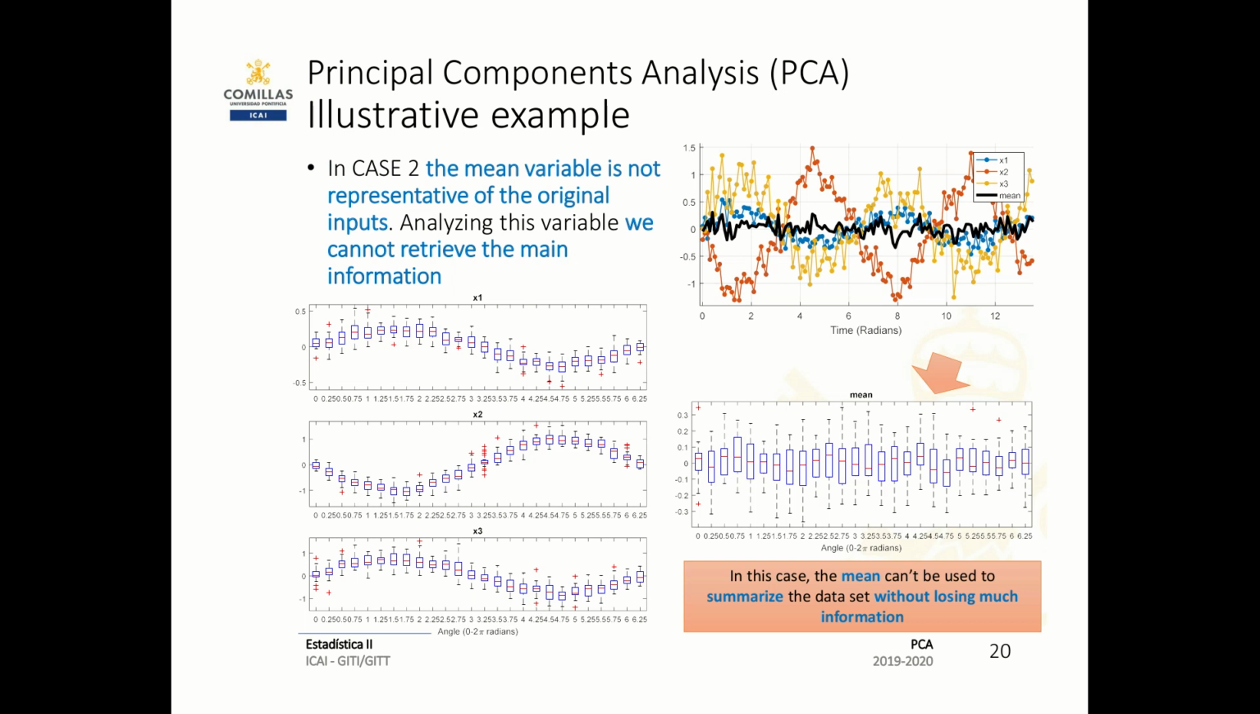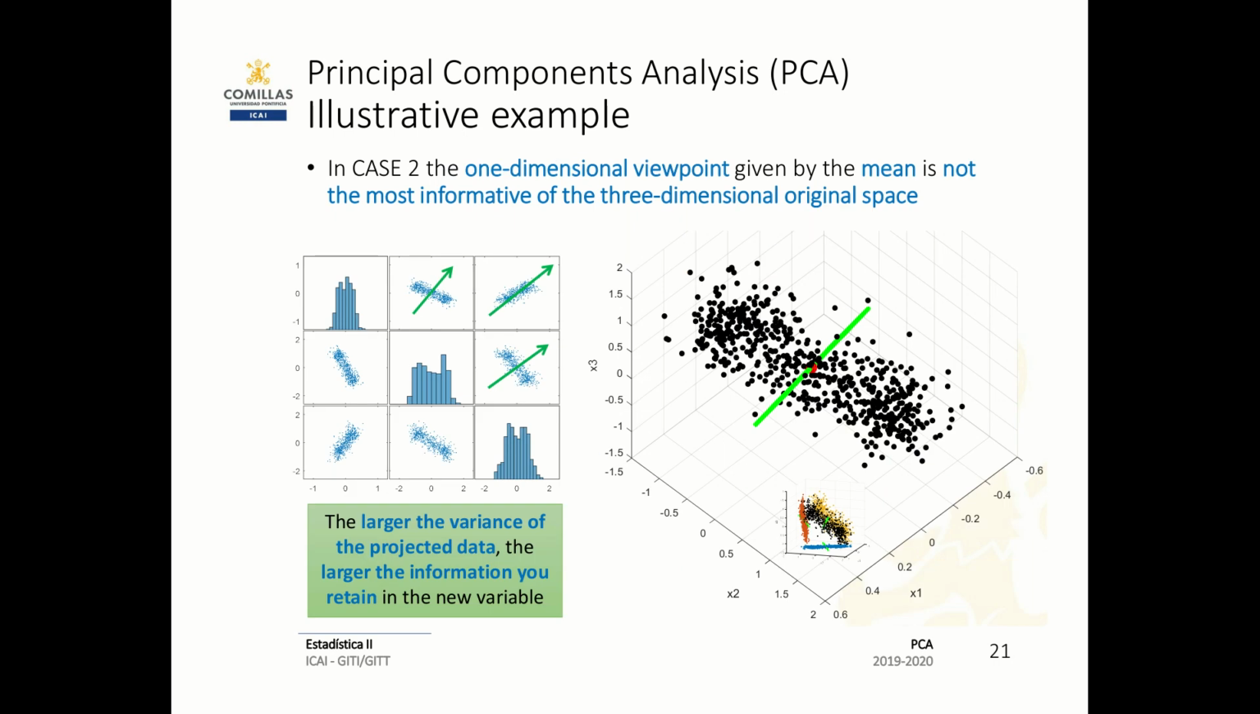Okay, so now if we do the same trick as before, just computing the average of the three to construct the summary, what we see is that the summary does not reflect. The summary is almost zero everywhere except for the noise. So it does not really reflect the variability of the input data. So we need to find some other way to summarize.